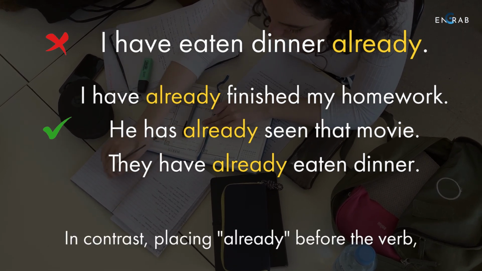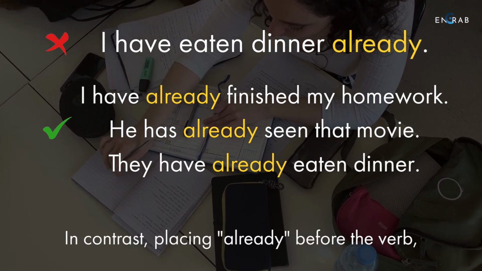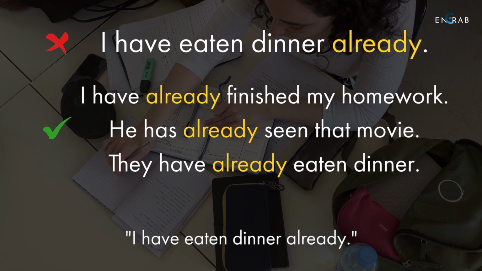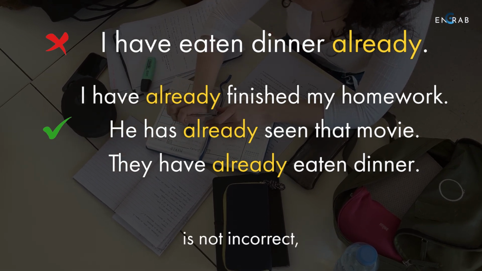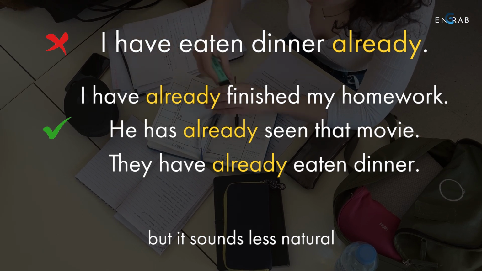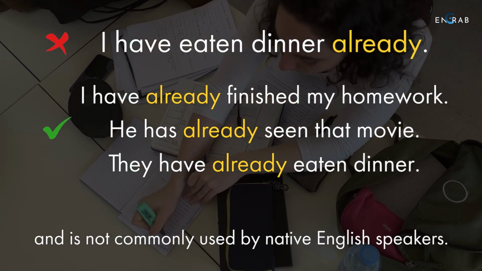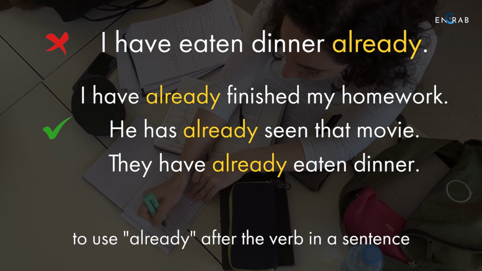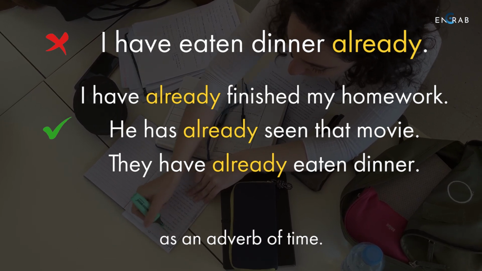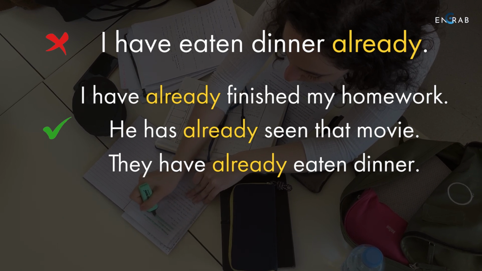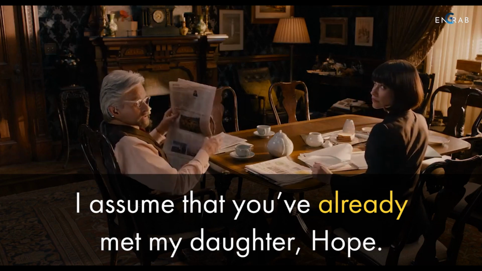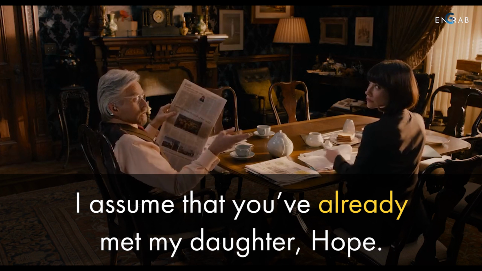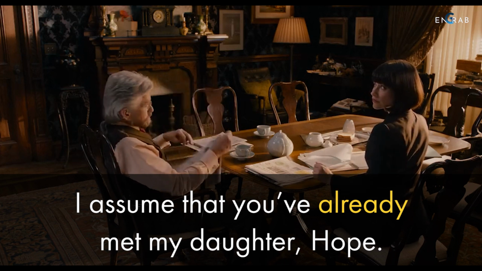In contrast, placing already after the verb, as in the sentence, I have eaten dinner already, is not incorrect, but it sounds less natural and is not commonly used by native English speakers. Therefore, it's more common and more natural to use already before the main verb in a sentence as an adverb of time. I assume that you've already met my daughter Hope.